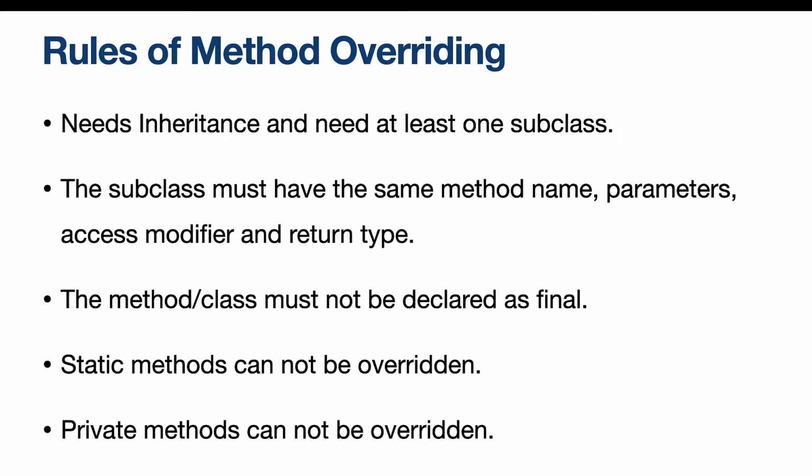The method class must not be declared as final. Final classes cannot be extended; we cannot use inheritance for final classes, we already know that. Similarly, final methods cannot be overridden, and static methods cannot be overridden, because static methods are tied only to the classes. Similarly, private methods are only for the class itself, so they cannot be overridden. These are the rules of method overriding, and they are frequently asked questions in interviews also.